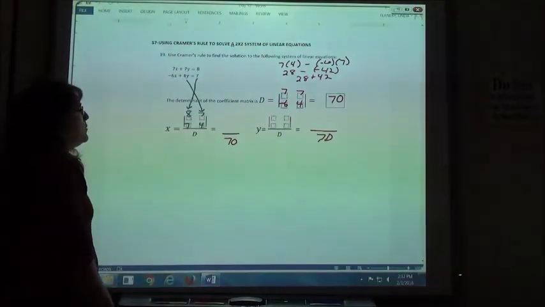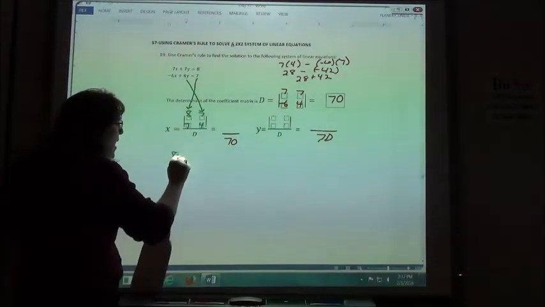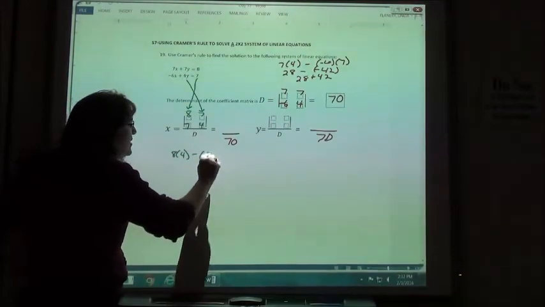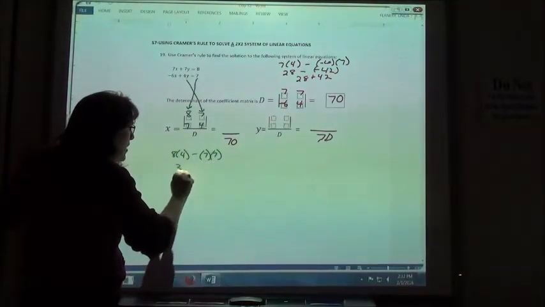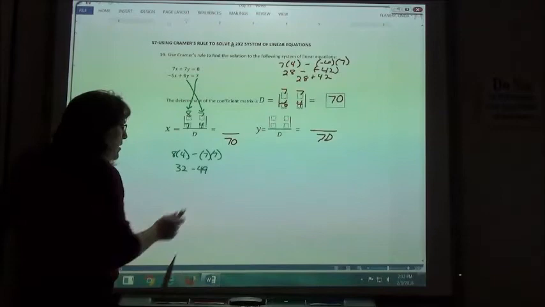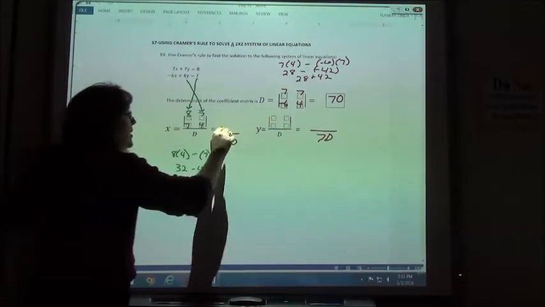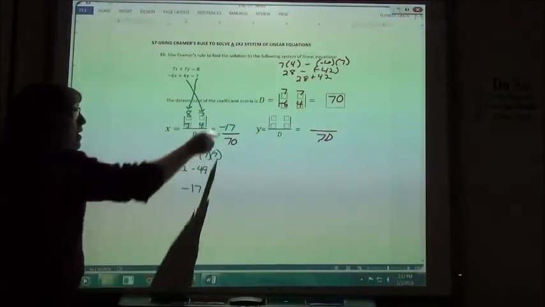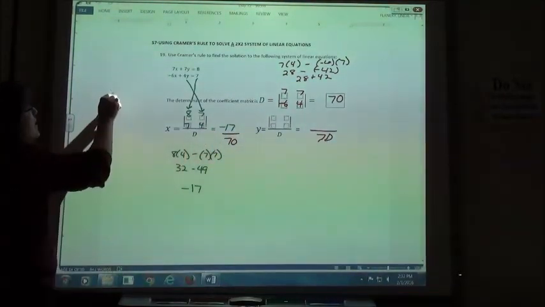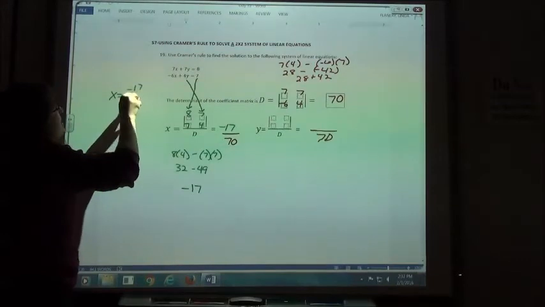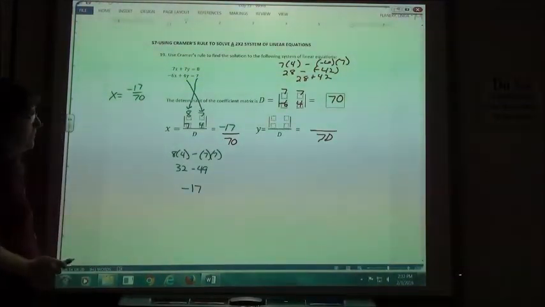Now again, I'm going to subtract my cross products. So 8 times 4 minus 7 times 7. 32 minus 49 would be -17. So -17 goes up there. I can't simplify my fraction, so x is -17/70ths.